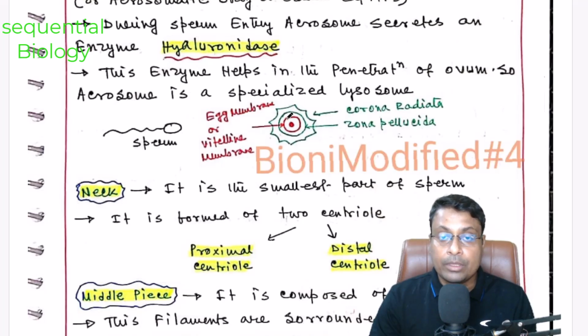So for the union of the sperm plasma membrane and the egg plasma membrane, it is very important to break down this corona radiata and the zona pellucida. The enzymes present in the acrosome cause the breakdown of the corona radiata and the zona pellucida. So ultimately, the union of sperm and egg nucleus occurs during fertilization, which is also known as amphimixis.